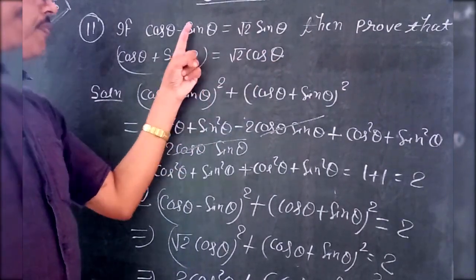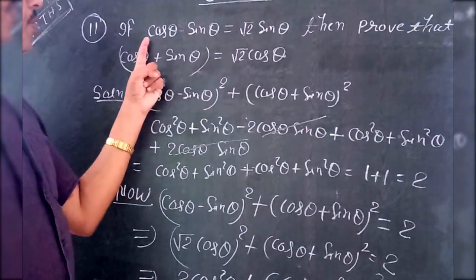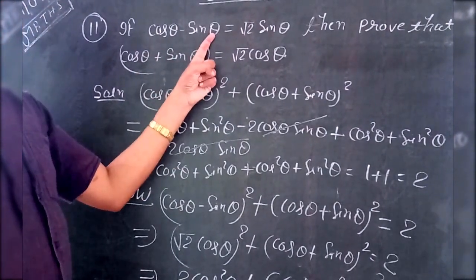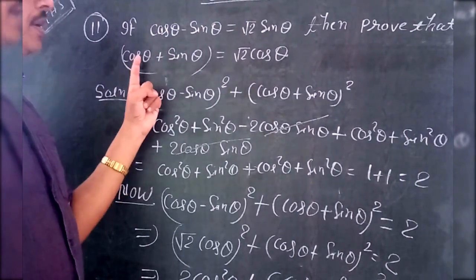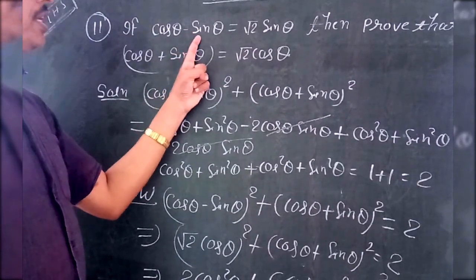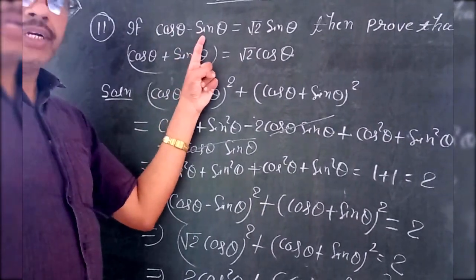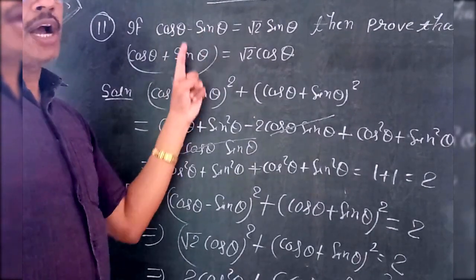There are 3 or 5 questions in your syllabus in elimination exercises. One is cos minus sin, then the other you have to prove is cos plus sin. One is sec plus tan, then the other question is sec minus tan. So in this type of question, your first work is squaring both sides and adding.